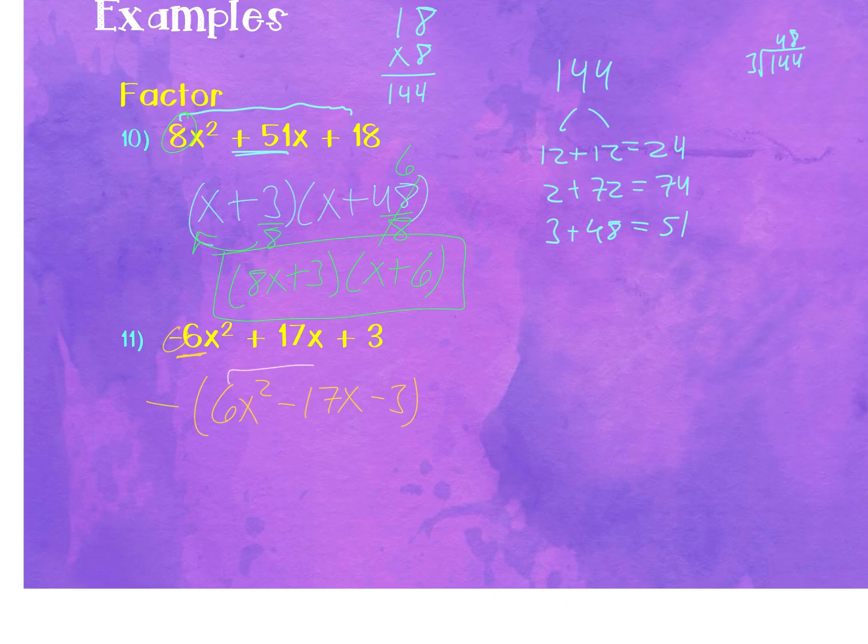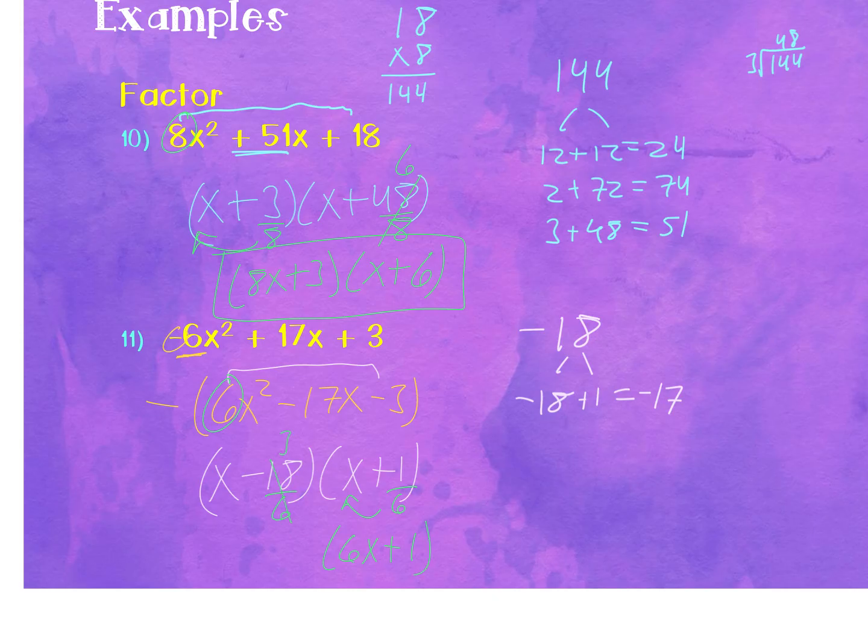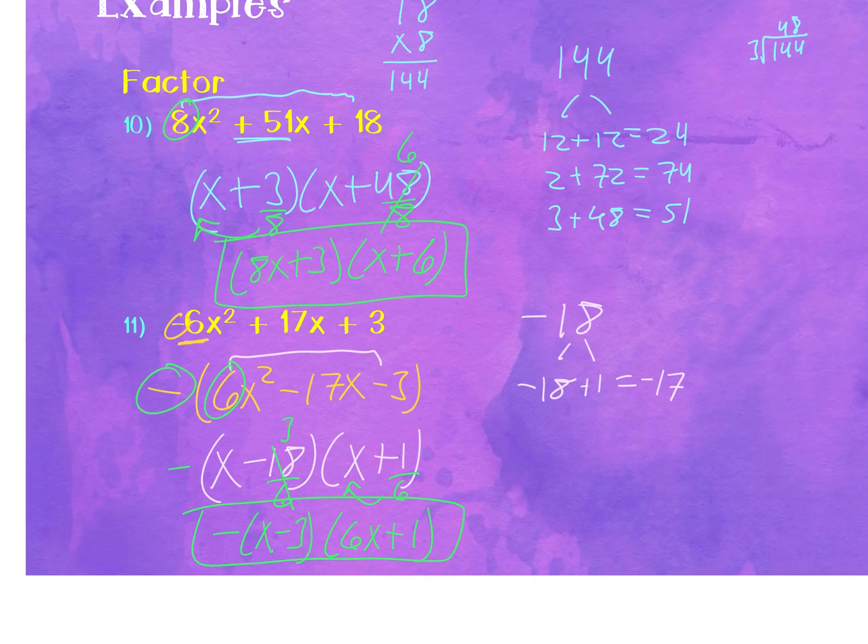All right, and then once we do that, let's do the same process as before. We're going to do 6 times negative 3, so negative 18. Factors of negative 18 that add to negative 17 are going to be negative 18 and positive 1. All right, so I'm going to do the exact same method as before. I'm going to do an x minus 18, x plus 1, divide them both by 6. 1 divided by 6 doesn't simplify. I'm going to slide it out front. 18 divided by 6 does simplify. That's going to get me 3. And then don't forget about the negative out front in our final answer. So I get negative, and then in parentheses x minus 3, and then 6x plus 1.